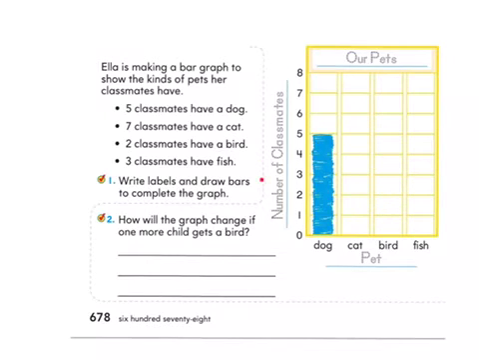So they've already written their labels. These are their labels and the title. They've already done that, so we don't need to fill that in. We just need to finish the bars. So they've already filled in the dog for us. The 5 classmates have a dog. So that's why the bar ends at 5. So let's do cat now. 7 classmates have a cat. So our cat bar is going to end at 7.